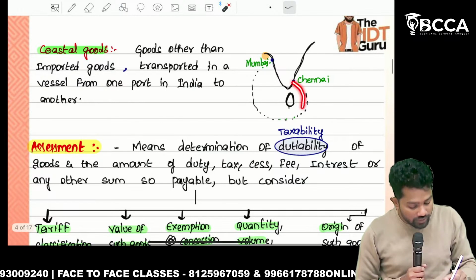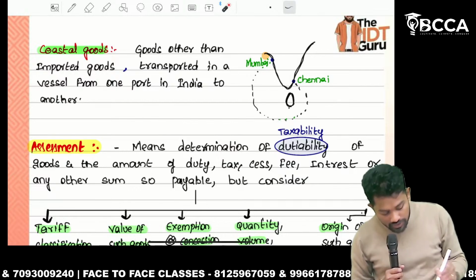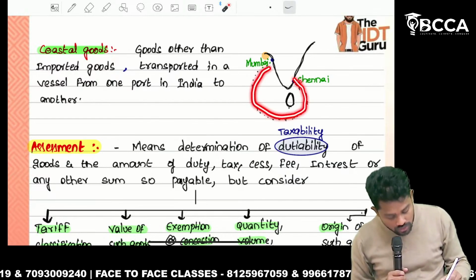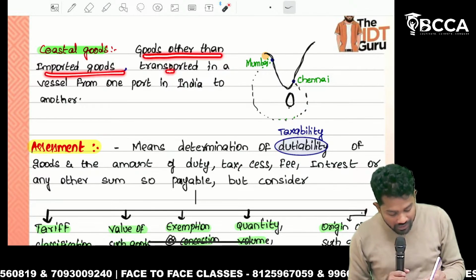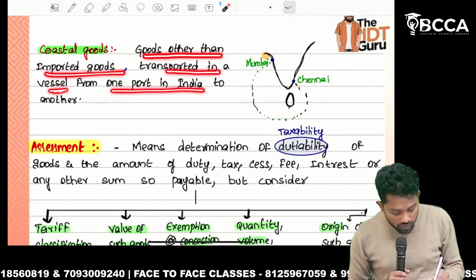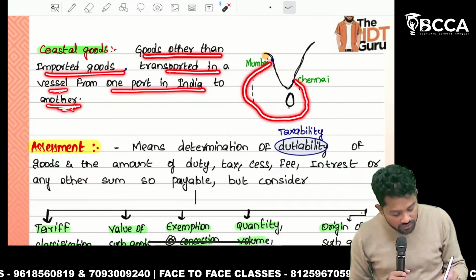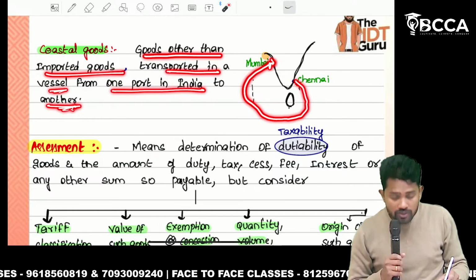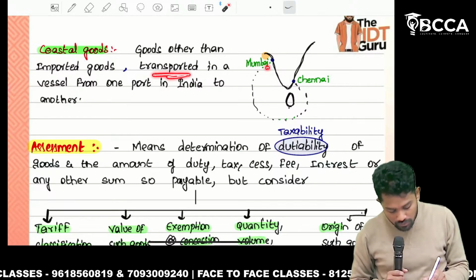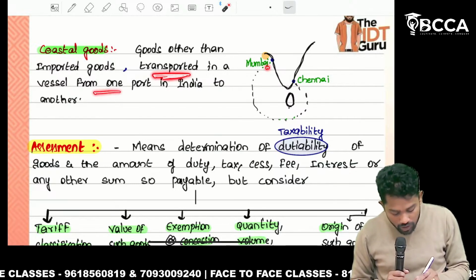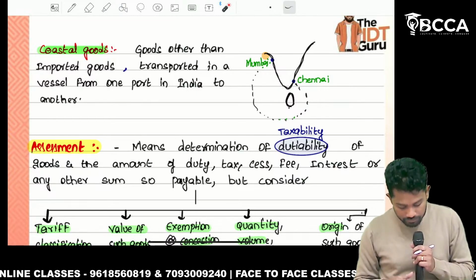So do we need to levy export duties and import duties on these goods? No. These goods are called coastal goods. Goods, other than imported goods, transported in a vessel from one port in India to another. These are just transported from one port in India to another, so they need not be treated as imported goods. On these goods, there will not be any customs duty. Hello, are you able to understand?